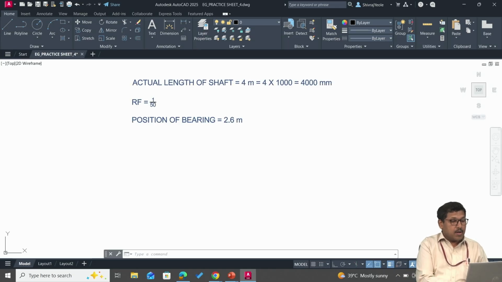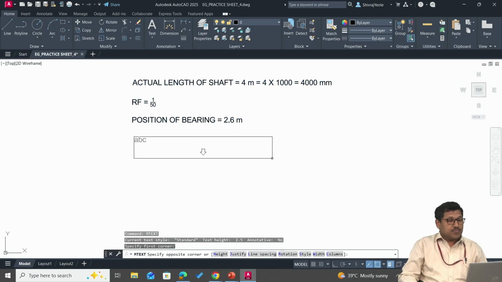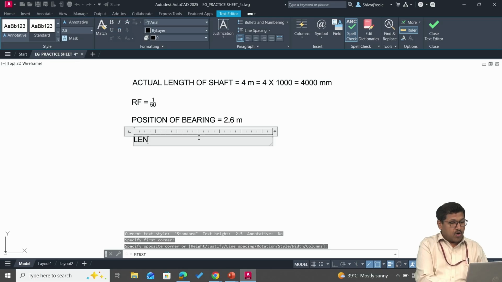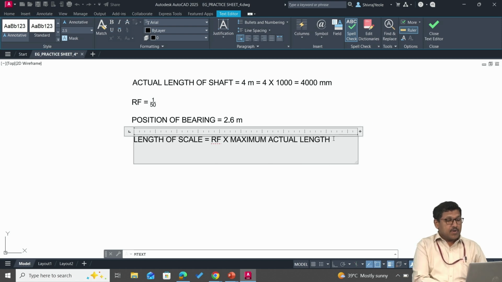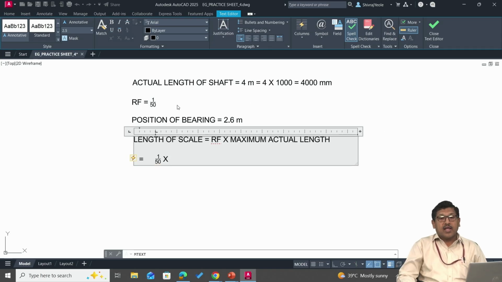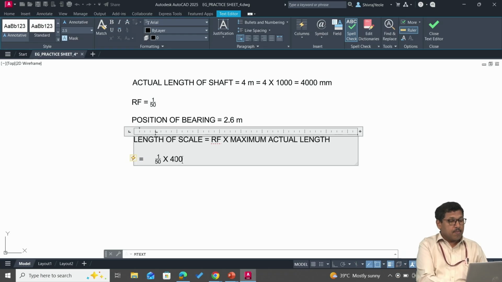So again, I'll go to mtext command and write down the formula that length of scale is given by RF into maximum actual length. So RF is given as 1/50 and maximum actual length is nothing but this actual length of shaft, which is 4 meters, which we have converted into the smallest unit, that is 4000 mm. So this becomes 80 mm.